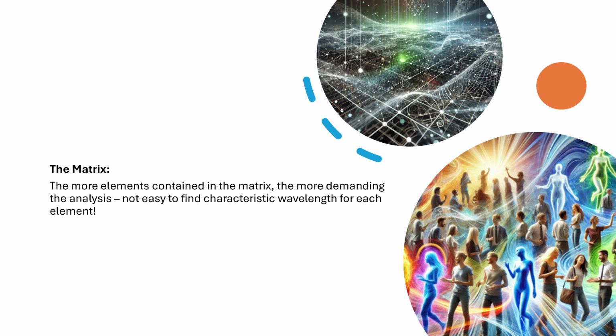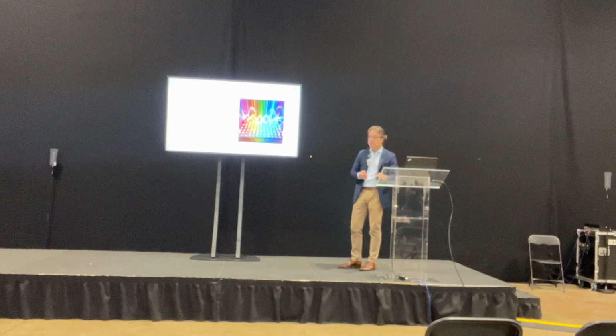For me, I think the most important thing is the matrix. The more elements contained in the matrix, the more demanding the analysis. It's not easy to find characteristic wavelengths for each element. So the more elements you have, the closer their energetic levels are. So it's not easy to find a characteristic wavelength. And this is what we need. We need a characteristic wavelength for each element. If you don't have this, you cannot make sure that you measure only one element, right? If manganese and iron emit at the same wavelength, you measure both. You cannot say what's the concentration of that and this.